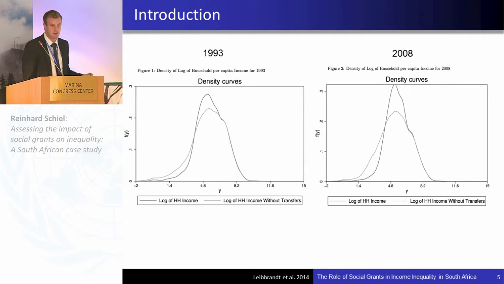What is interesting now is to relate this back to inequality. We are curious to know what the impact of these grants is on income inequality in South Africa. And so just looking at the distributions, seeing that the distribution which includes income from grants is narrower, you would expect that the grants have had some equalizing effect in terms of income inequality as a whole.